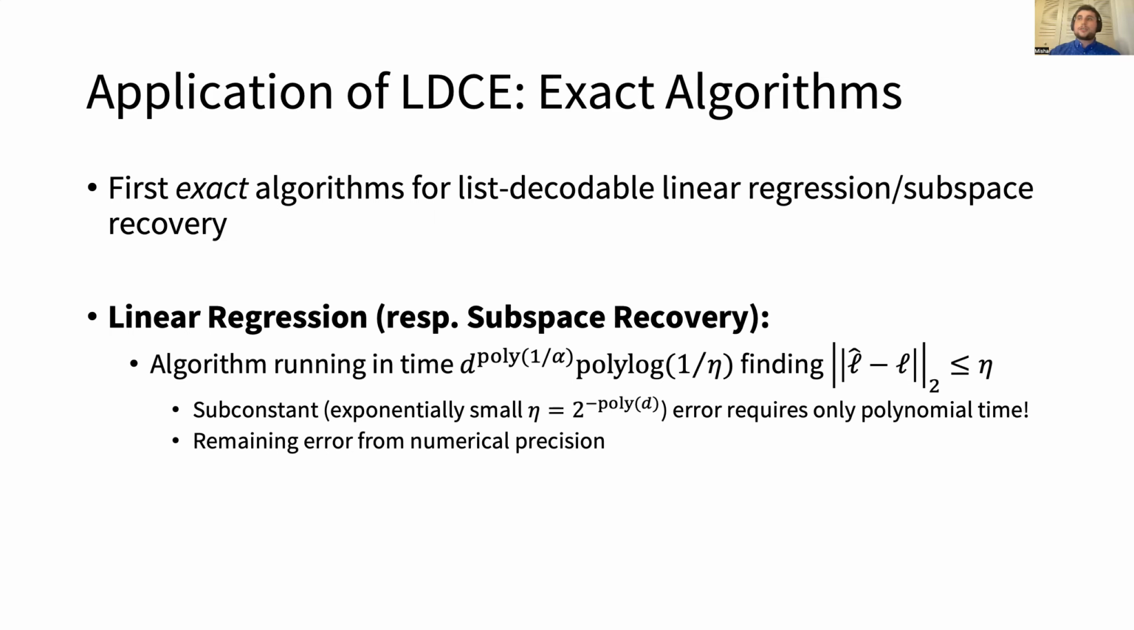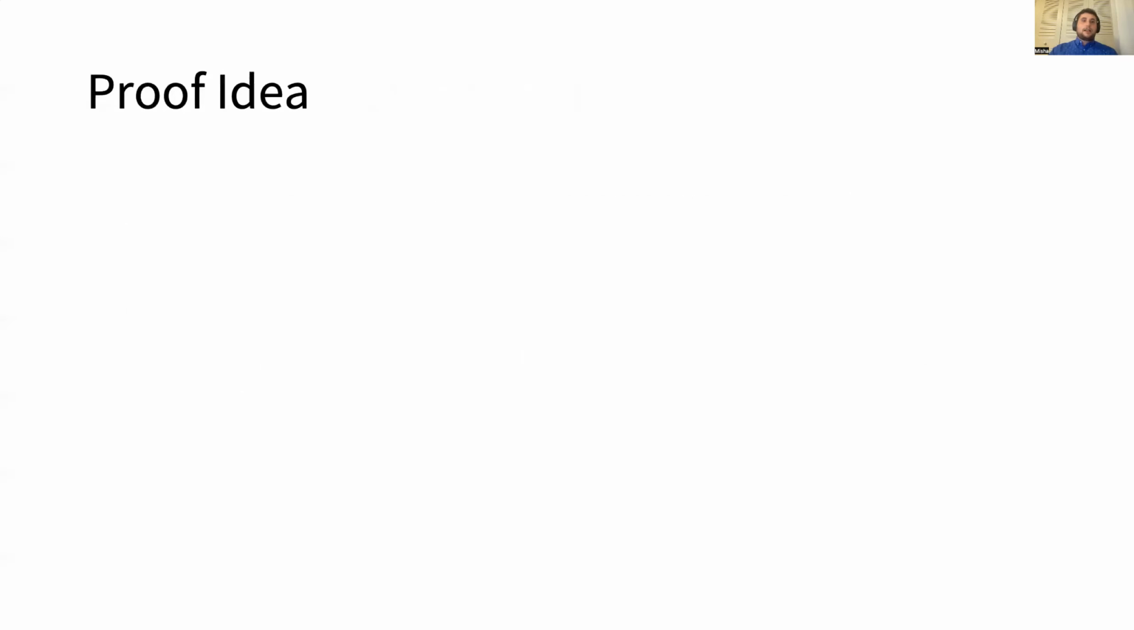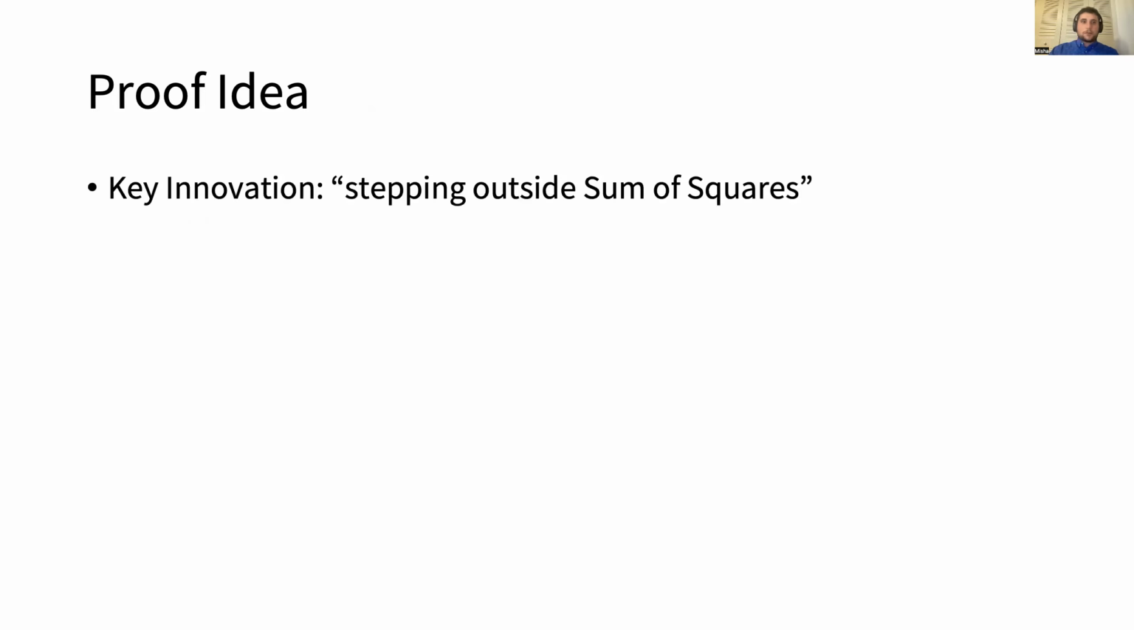Now that we have some applications of list decodable covariance estimation and the result itself, let's look into the proof idea. The proof itself is made up of several parts, which we believe could be useful for other works on their own. The key innovation in this work is stepping outside sum of squares. Prior works tended to write an algorithm within sum of squares. And this, as we talked about before, has the issue of using certifiable anti-concentration, which introduces this exponential dependence on the error. So in particular, our algorithm is made up of 3 parts.